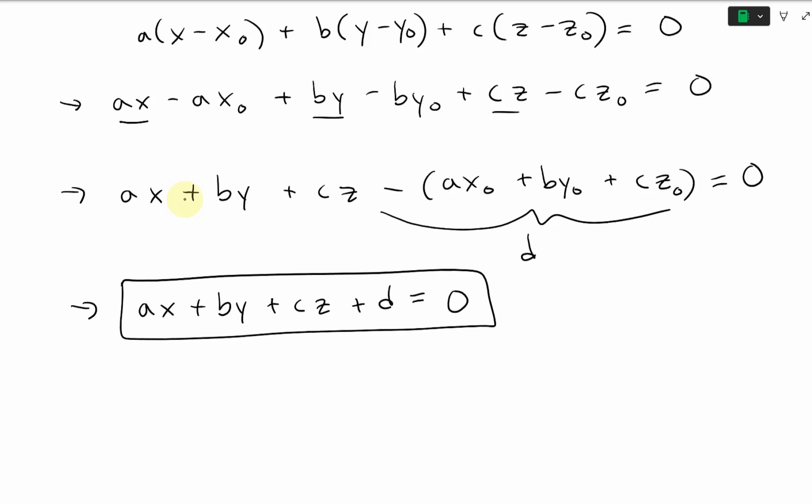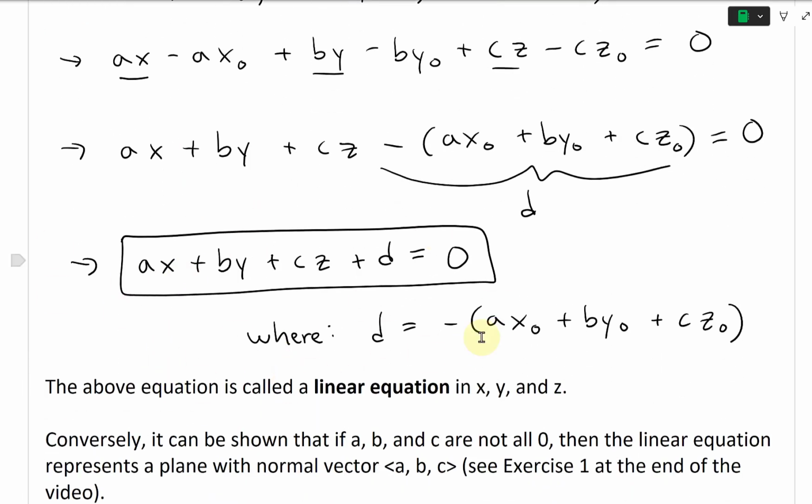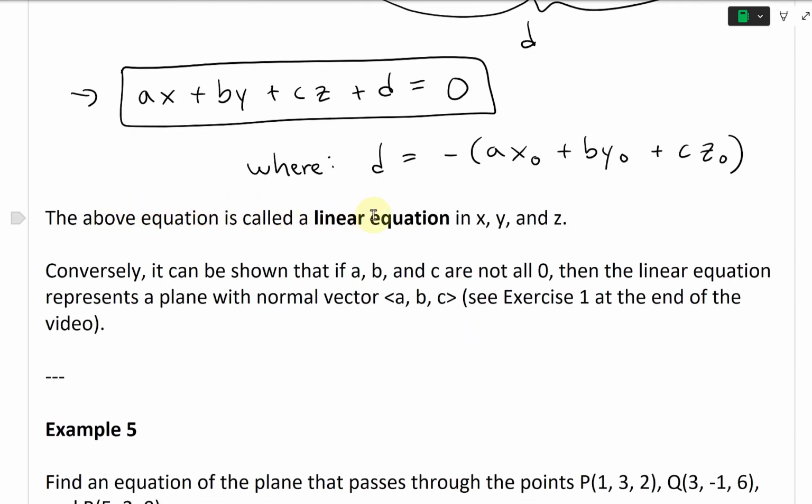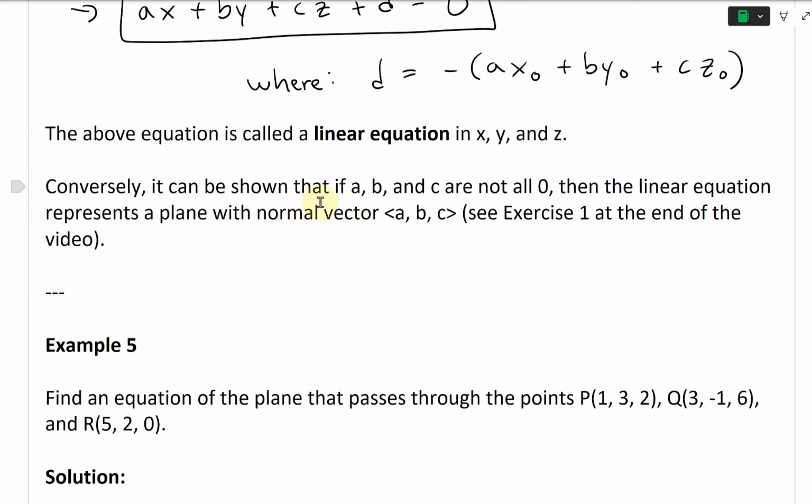There's our linear equation of a plane, and this is going to be where, again, d for completeness is going to be equal to negative, ax naught plus by naught plus cz naught, like that. All right, so going further, the above equation is called a linear equation in x, y, and z. So conversely, it could be shown that if a, b, and c are not all 0, then the linear equation represents a plane with normal vector a, b, c, and it says, see exercise 1 at the end of the video.